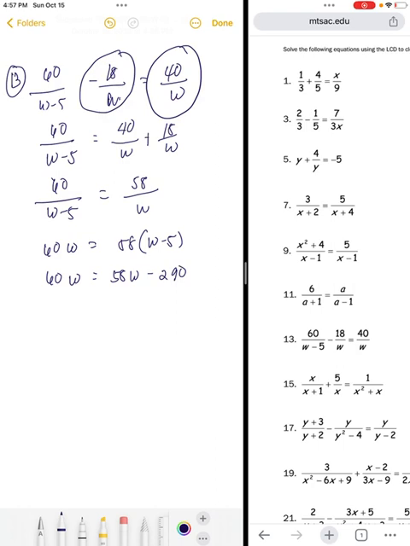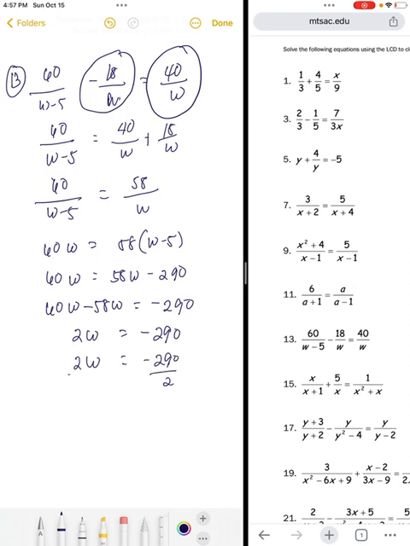Okay? Then, finally, si 58W lipat sa kabilang side ng equation. We have 60W minus 58W equals negative 290. And 60 minus 58, that is 2W equals negative 290. Divide both sides by 2. W will be equal to negative 290 over 2.